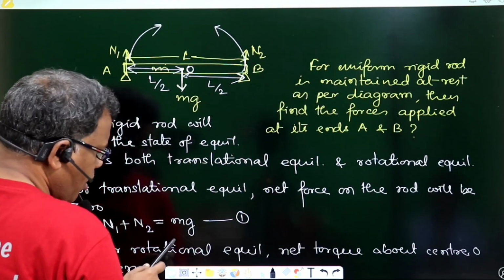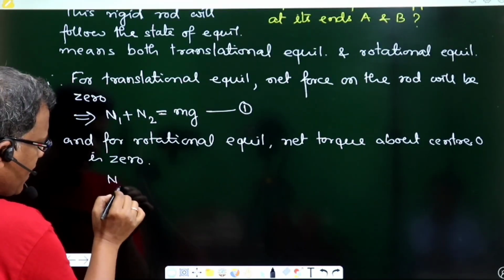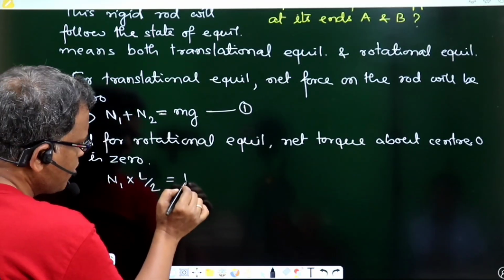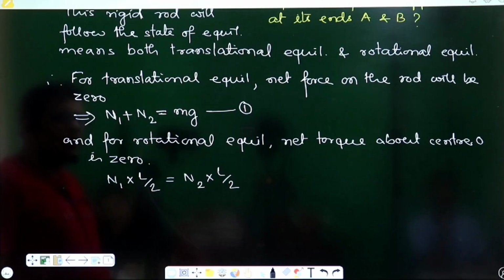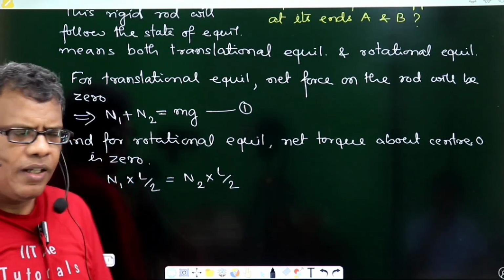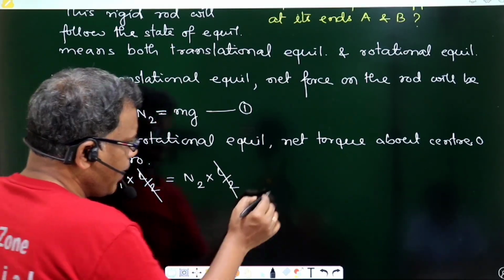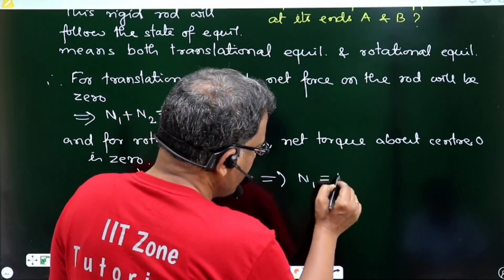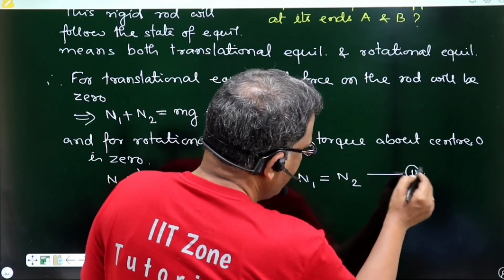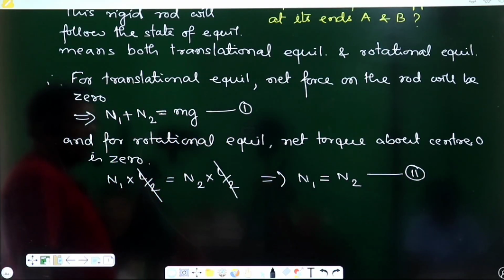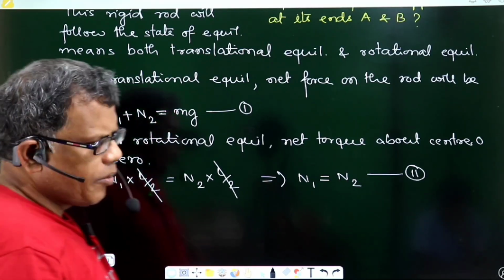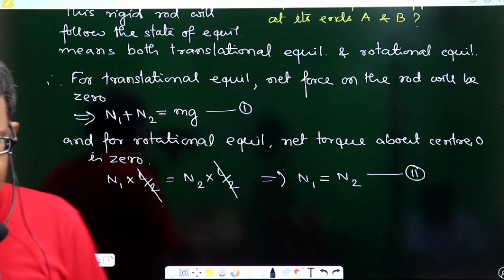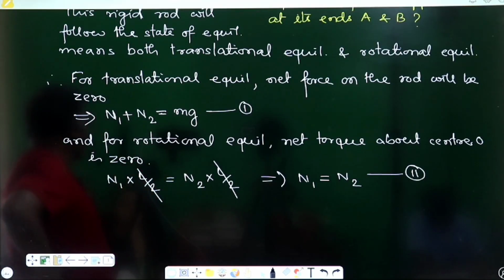So for these two torques by N1 and N2, I can write N1 into L by 2 equal to N2 into L by 2, clockwise torque equal to anti-clockwise torque, since both supporting forces are equidistant from the center O, L by 2 distance away. Once we cancel out L by 2, this justifies that N1 is equal to N2. We are getting it by the concept of rotational equilibrium. Is that clear? So now we have two mathematical equations relating N1 and N2. One is about the vertical forces, another is the relation between N1 and N2.